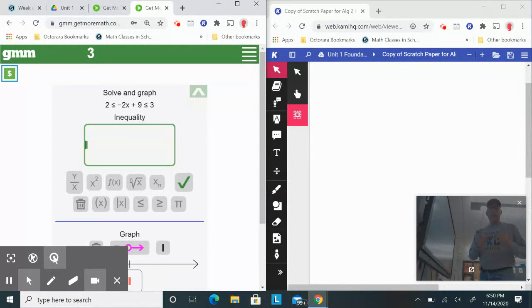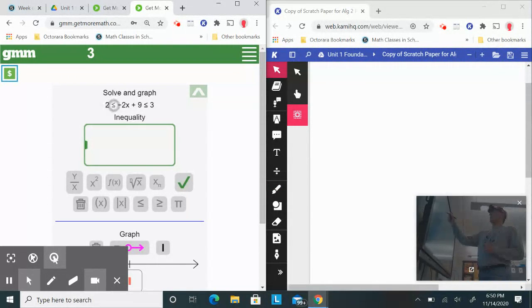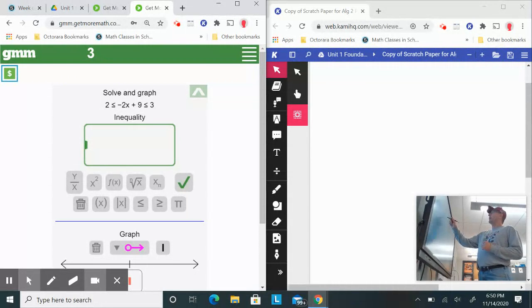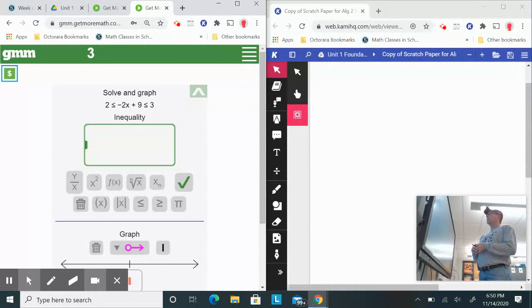All right, in this last example, it says 2 is less than or equal to negative 2x plus 9. And then right next to it, it says it has to be less than or equal to 3. That's an and statement because the negative 2x plus 9 has to satisfy both of those. It has to be greater than or equal to 2, but less than or equal to 3. So I'll split them apart, solve each one, put them back together, and then graph.